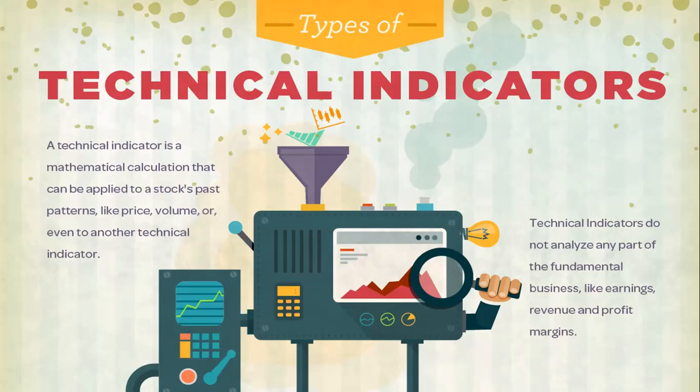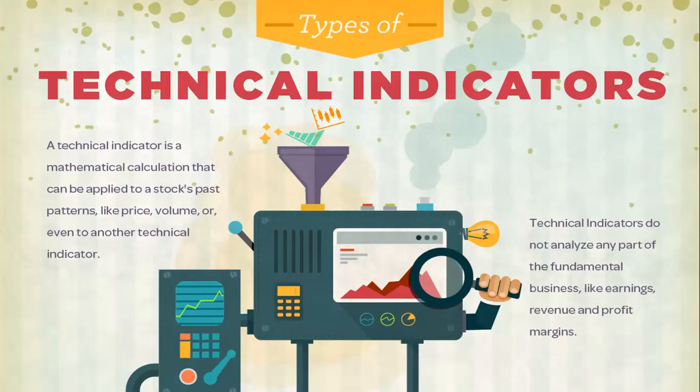So today's lesson is all about technical indicators, and we'll talk about the types of technical indicators as you can see on the screen. So let me read what's on the screen, and then later on I'll explain everything to you. So we have types of technical indicators. A technical indicator is a mathematical calculation that can be applied to a stock's past patterns like price, volume, or even to another technical indicator.